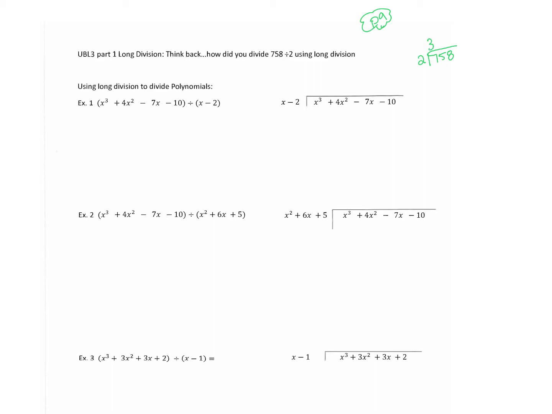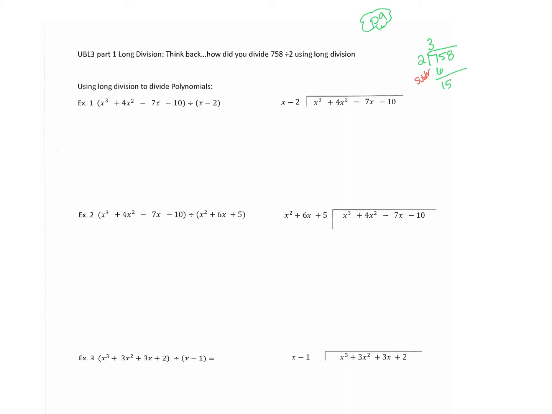And then you would do 3 times 2 and get 6. Now careful. This is the really important part. It's what we mess up when we do polynomial long division. Then you would subtract. And when you do that, you would get 1. And you'd bring down the 5, and you do it all over again.